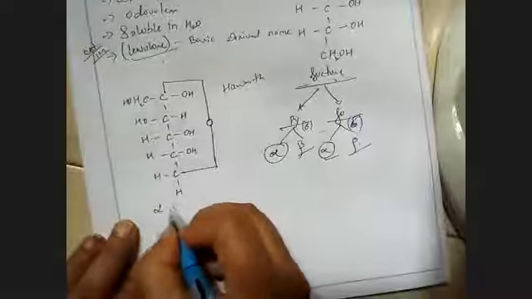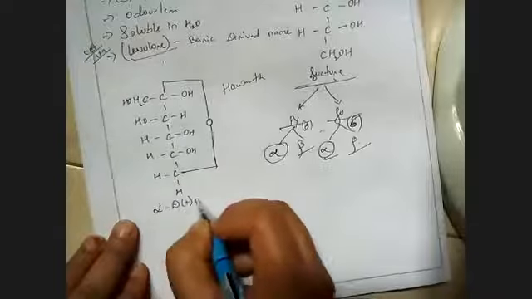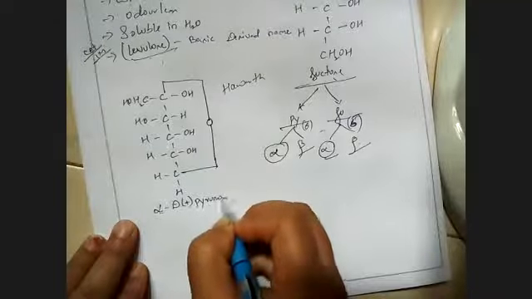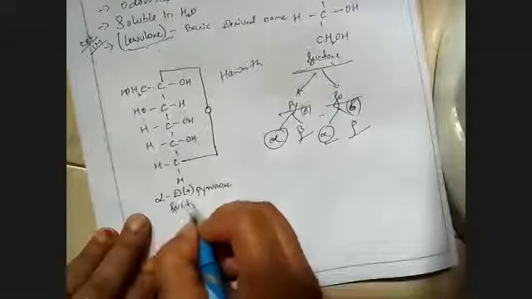This is alpha D plus pyranose fructose, or you can say pyranofructose. You can write pyranofructose. Then change it to beta. How do you need to change?